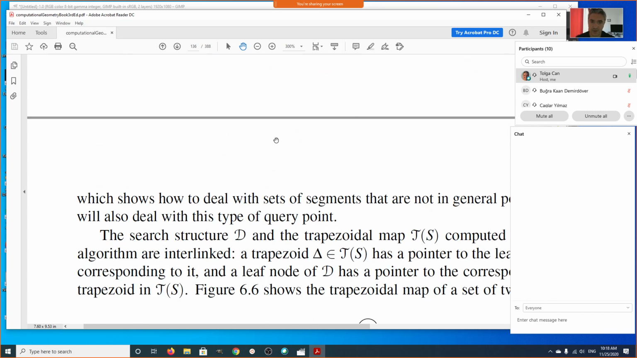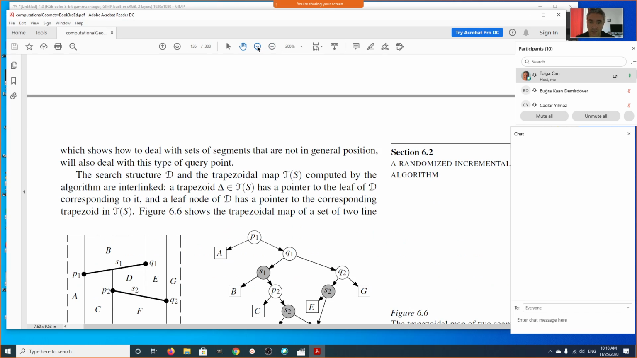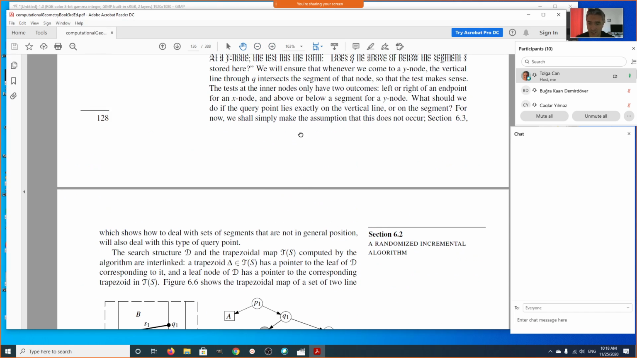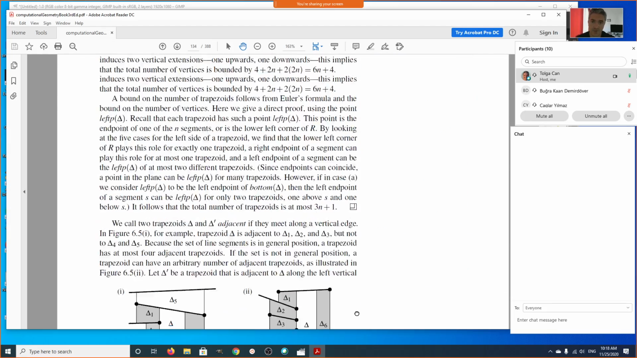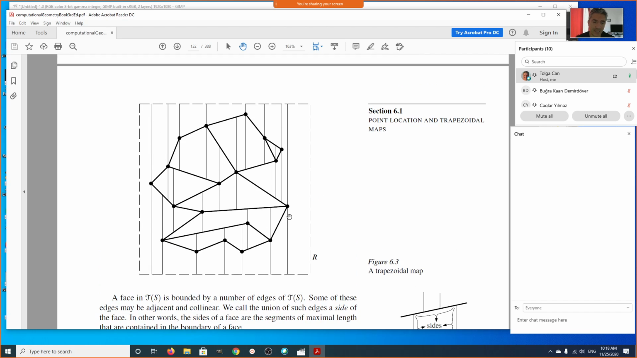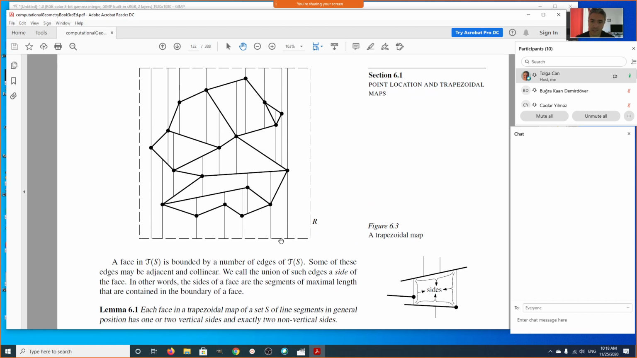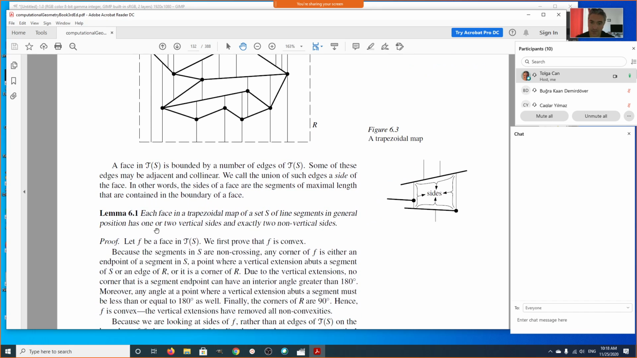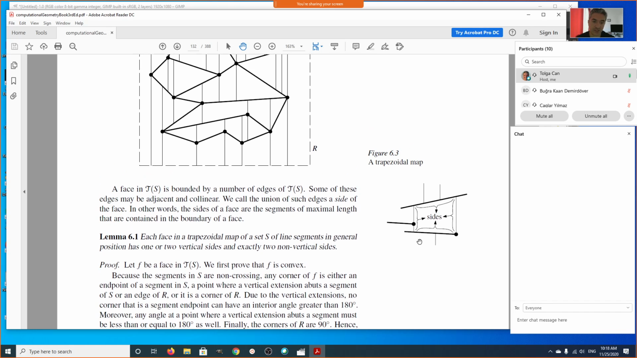And let me see whether I'm missing anything. There are certain lemmas in the book. The first part, before the algorithm, discusses the trapezoidal map itself. We have shown it like this, but we haven't yet proved that it's not O(n) square. What is the complexity of such a trapezoidal map? The first lemma tells that everything in here is a trapezoid.